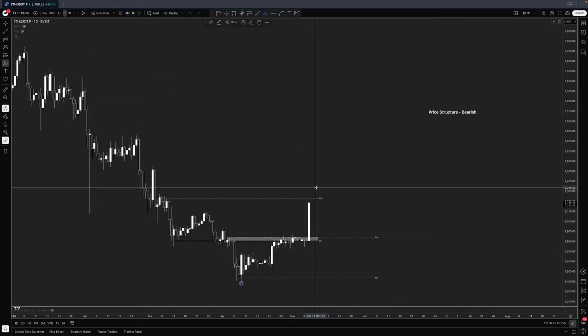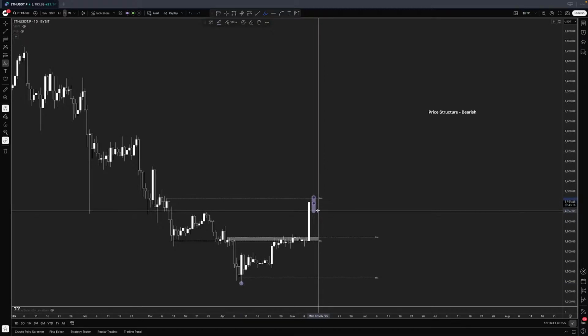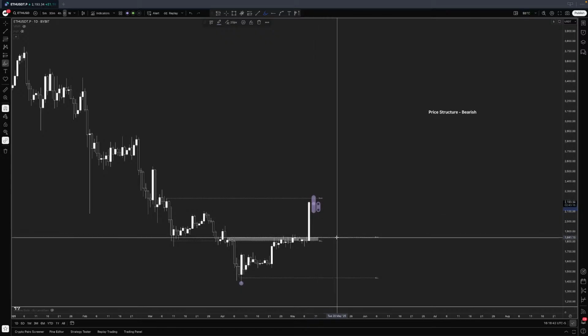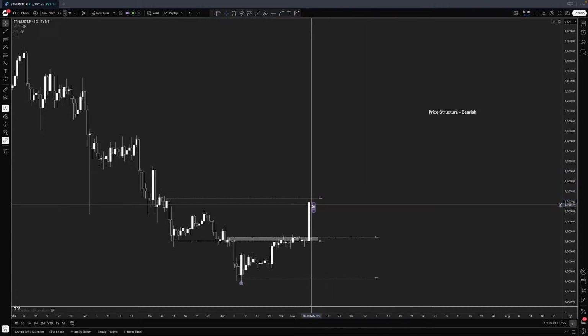Now, what do we need? It's another candle closing either above this daily candle or three candle closures above the current lower high, which is around 1845. So we are not going to know if the price is going to actually confirm this structure shift until it happens, okay? But the overall sentiment is currently bullish.